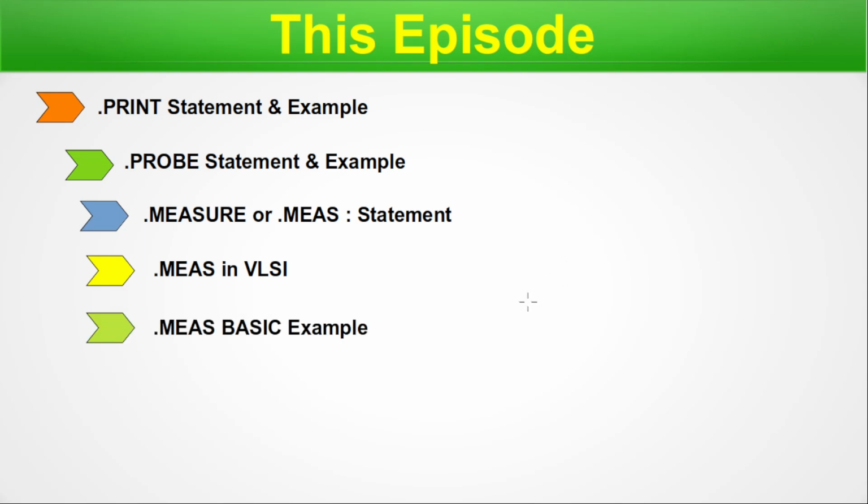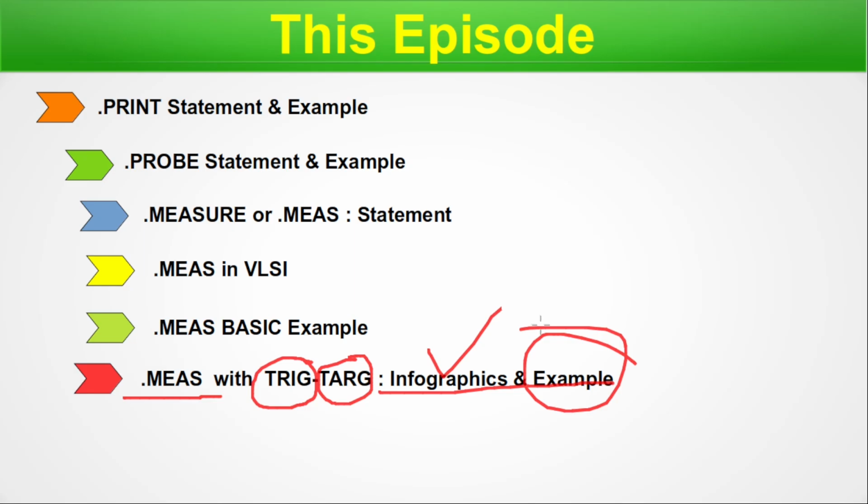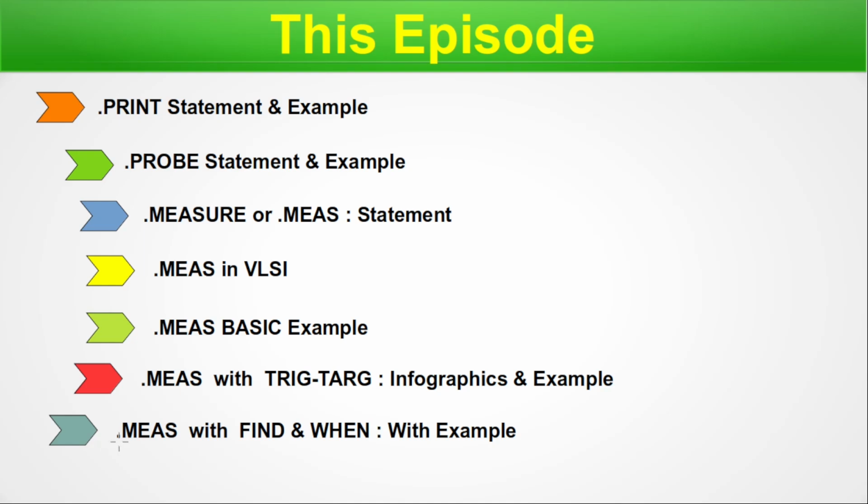Next, we will go through the basic example of dot measure command. Next, we will understand the trigger and target philosophy which is used along with the dot measure through infographics and example. Infographics and example will complete your knowledge. Next, we will talk about different flavors of the dot measure when it is used for find and when. That means when something has occurred. Obviously with example. Without example, it's difficult to understand.